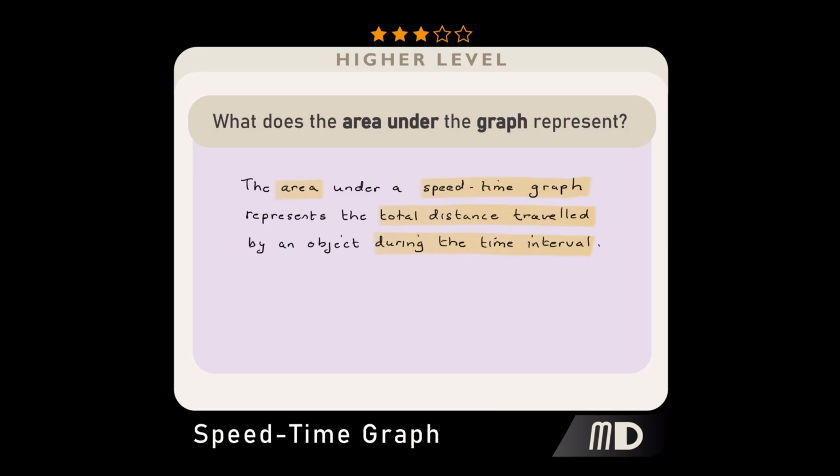Answering this question successfully relies on our ability to construct a geometric tangent, calculate the gradient of a linear line, and an understanding of the physical relationship between speed, time, acceleration, and distance.